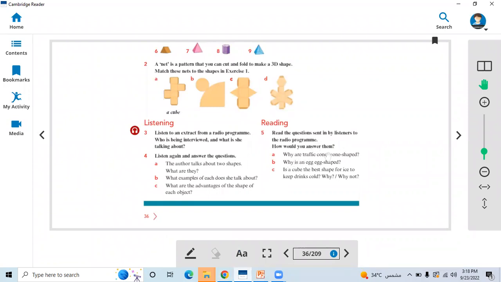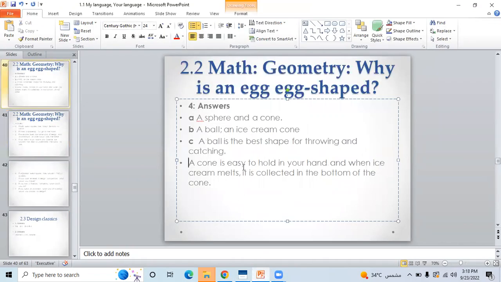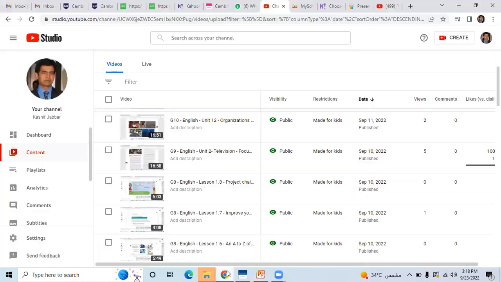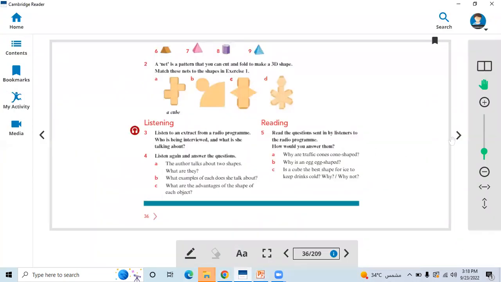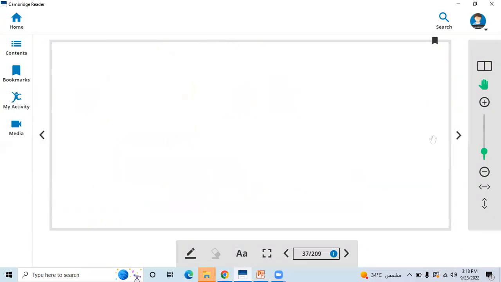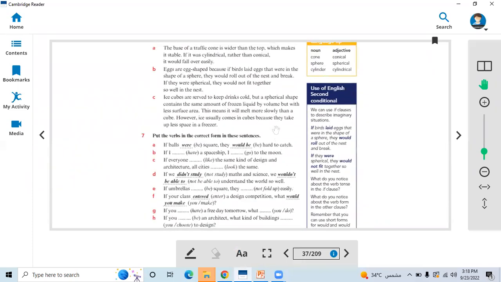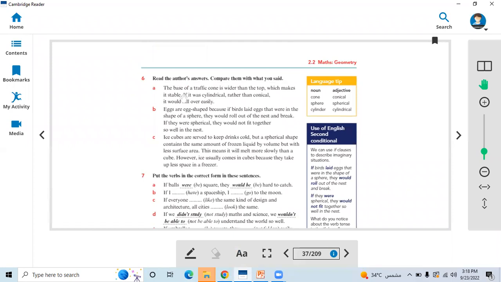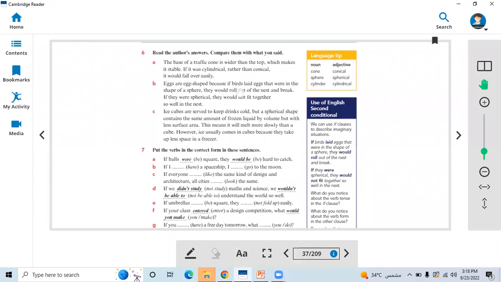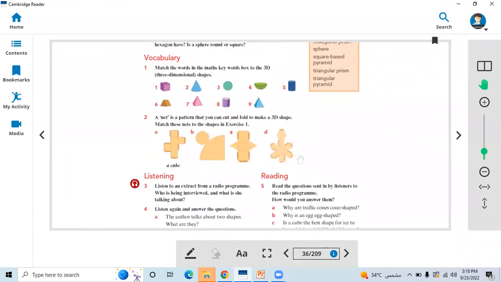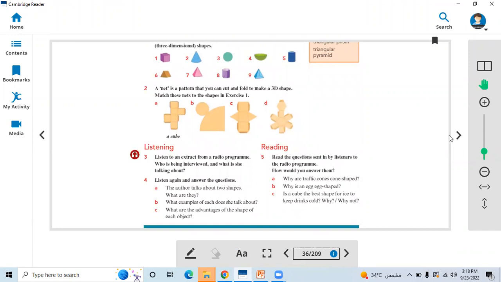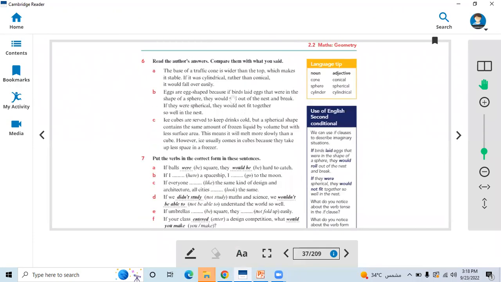Why are the traffic cones cone shaped? A cone is easy to hold in the hand when the ice cream melts, right? Take a look here, guys. Read the author's answers. Compare them with what you said. These are the author's answers about question number 5, A, B, and C.